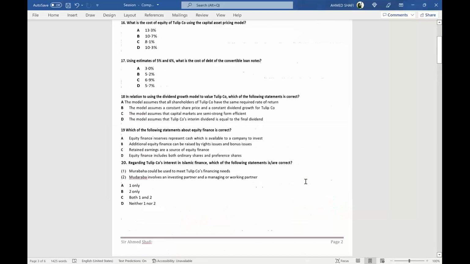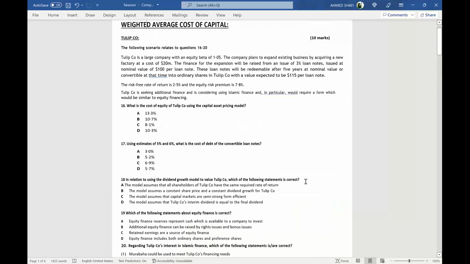Now, the last question which we'll be doing today is an MTQ of weighted average cost of capital. Okay, so we will be doing this MTQ.